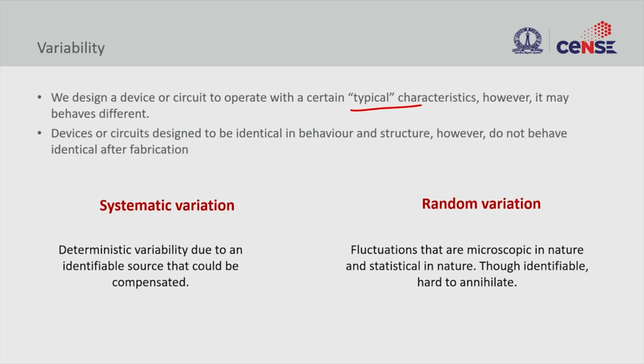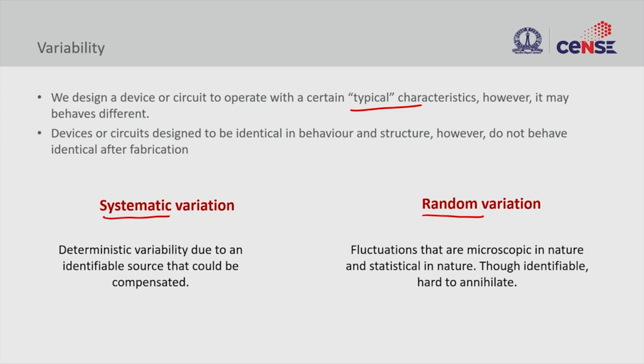And then there are two types of variability or variation. One is systematic, and the other one is random. The systematic, as the name suggests, is deterministic variability, due to an identifiable source that could be compensated. This is very important. We will reiterate this again and again. Systematic variations are variations that could be traced. So you should be able to find the source of this variation, and also we should be able to apply some compensation methods in order to counter the systematic variation.